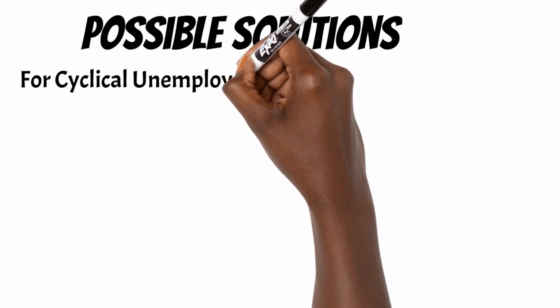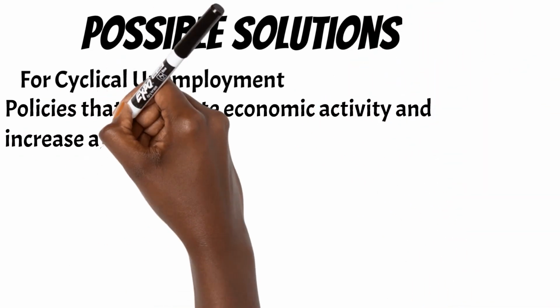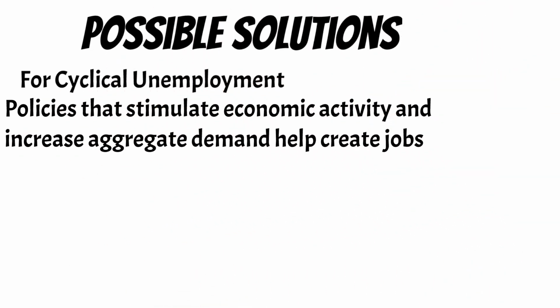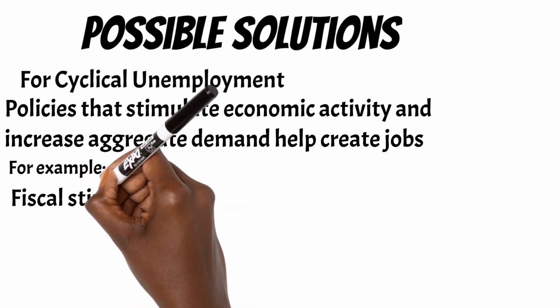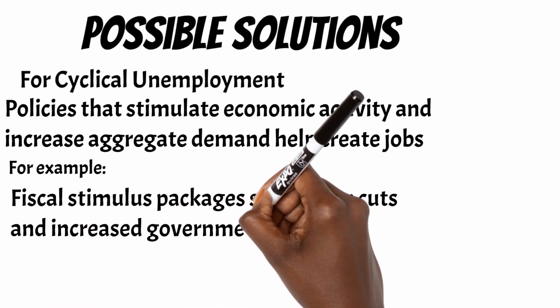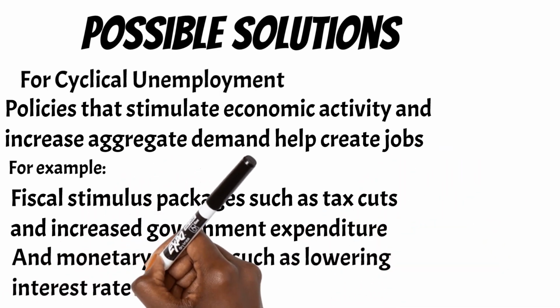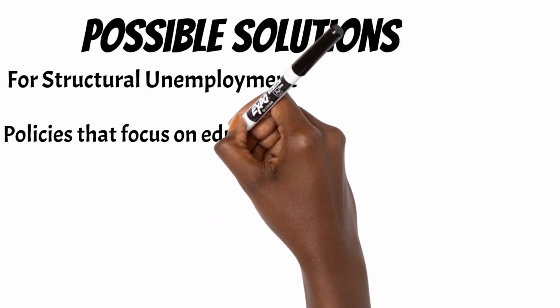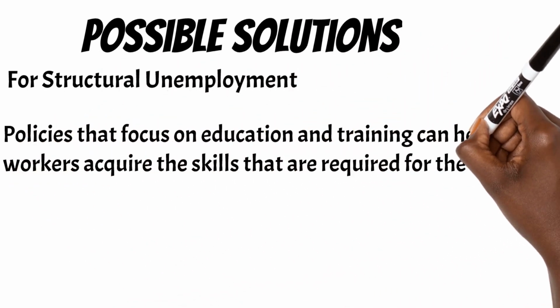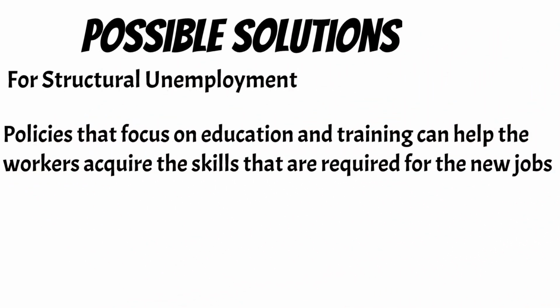Finally, we look at the possible solutions to unemployment. There are different ways to address unemployment depending on the type of unemployment and the specific factors that are contributing to it. For cyclical unemployment, policies that stimulate economic activity and increase aggregate demand can help create jobs. Examples of such policies include fiscal stimulus packages, such as tax cuts or increased government expenditure, and monetary policies such as lowering interest rates. For structural unemployment, policies that focus on education and training can help workers acquire the skills that are required for the available jobs.